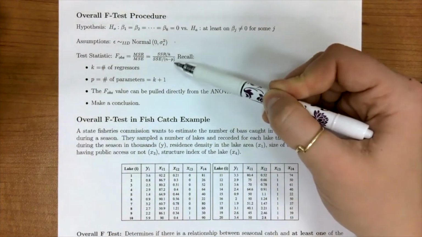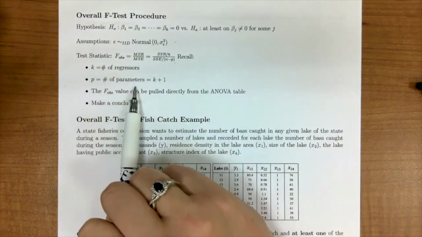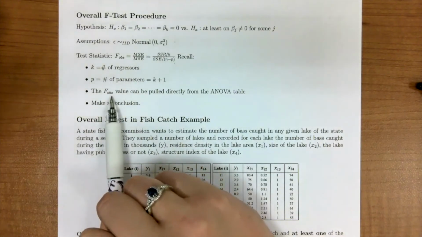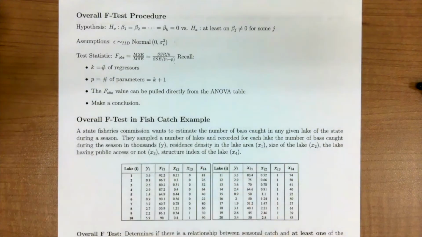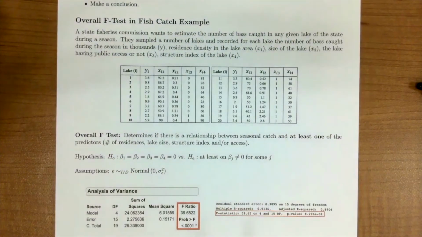We have our F test statistic. K is our number of regressors. P is our number of parameters. We'd get our F test statistic from our ANOVA table along with our p-value, and then we would make a conclusion. So let's do this with our fish catch example.